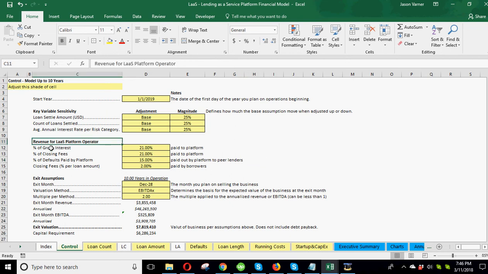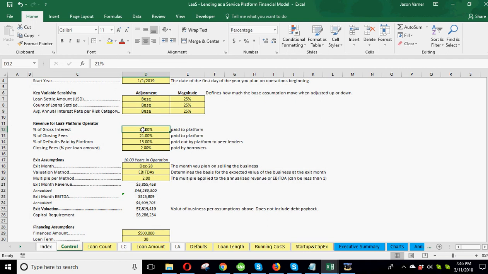We also have how you're going to generate revenue as a platform. Here I've just put in a percentage. This could be whatever you want to do, but basically the percentage of the gross interest that you take, the percentage of the closing fees you take, the percentage of defaults that you're going to pay, and then the closing fee percentage on all loans, which is a flat rate here.